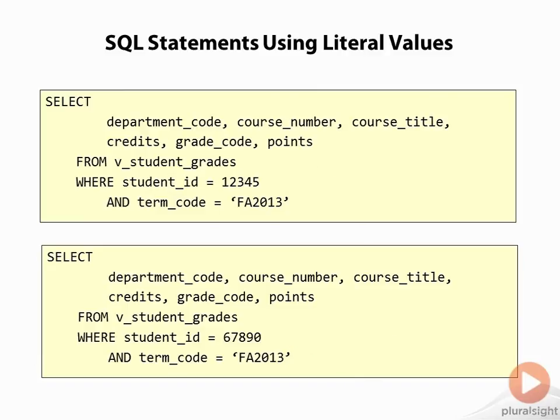Functionally, these two queries are exactly the same. They are returning the same columns in the same order. They have the same predicates in the where clause. The only difference is which student grades will be returned for. However, since these queries are directly specifying the student ID in the where clause as a literal value, Oracle will see these two queries as separate and distinct queries and will hard parse each one.